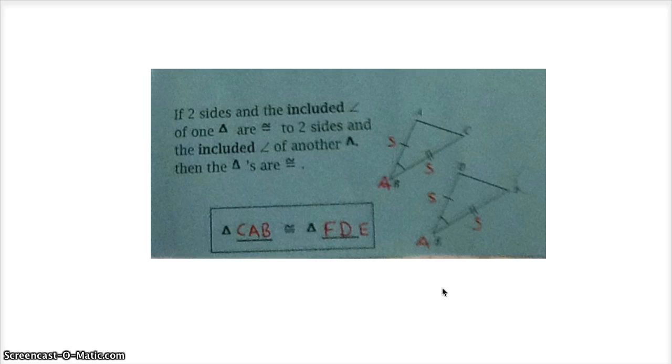Okay, the next one states, if two sides and the included angle of one triangle are congruent to two sides and an included angle of another triangle, then the triangles are congruent. So included angle, notice that the angle is in between the two sides, that's why it's included. I did triangle CAB. So since C has to go with F, and then A goes with D, and B goes with E. Try the example on the left-hand side without me first.